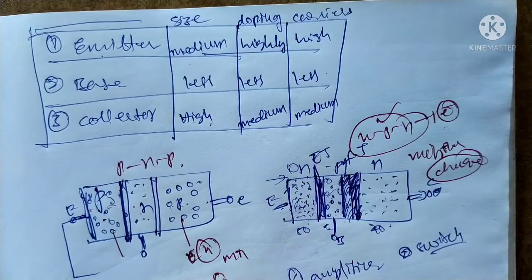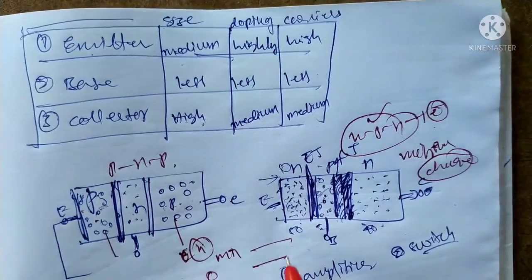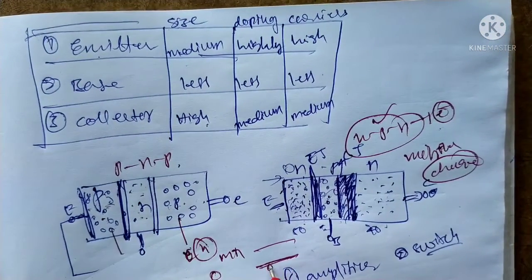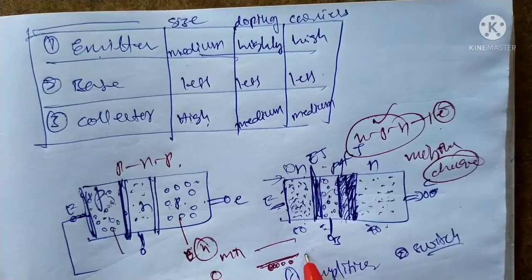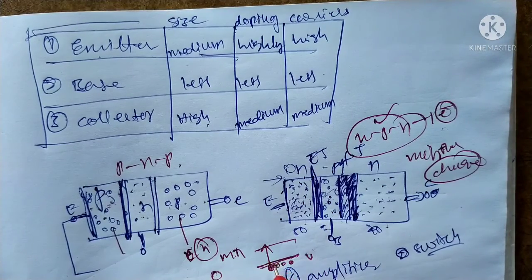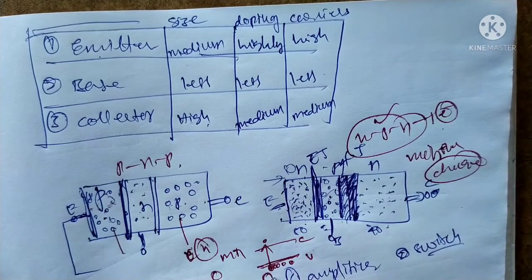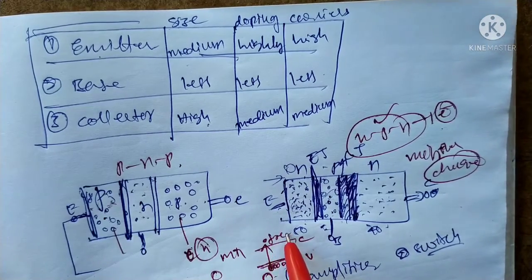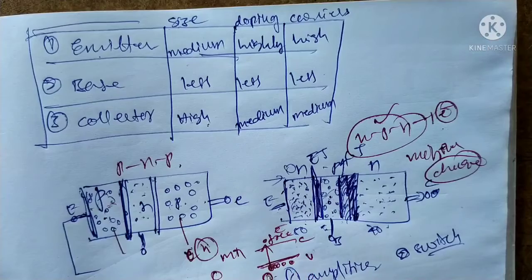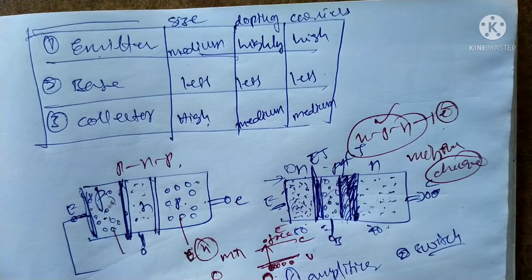A hole is a vacancy, not a free electron. In the valence band, electrons are transmitted to the conduction band, and the electron leaves behind a vacancy. It is not a free particle; it is only a space or vacancy.